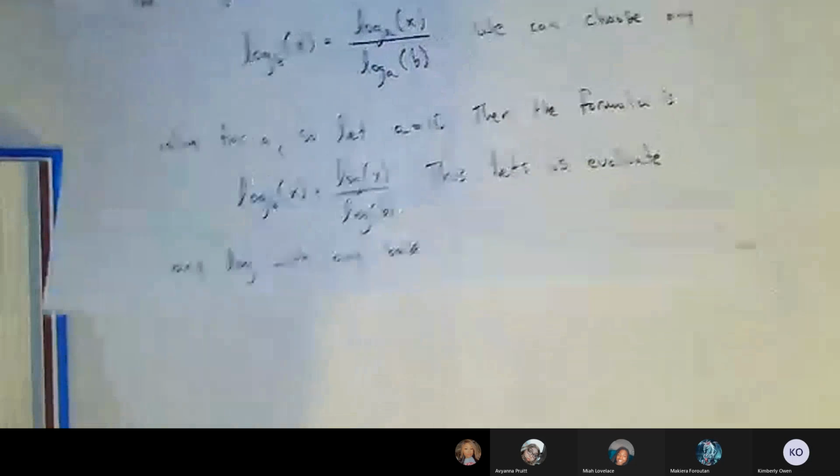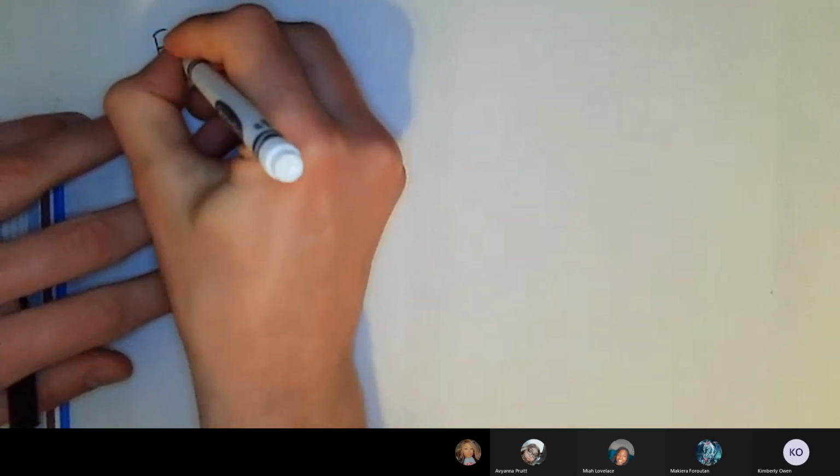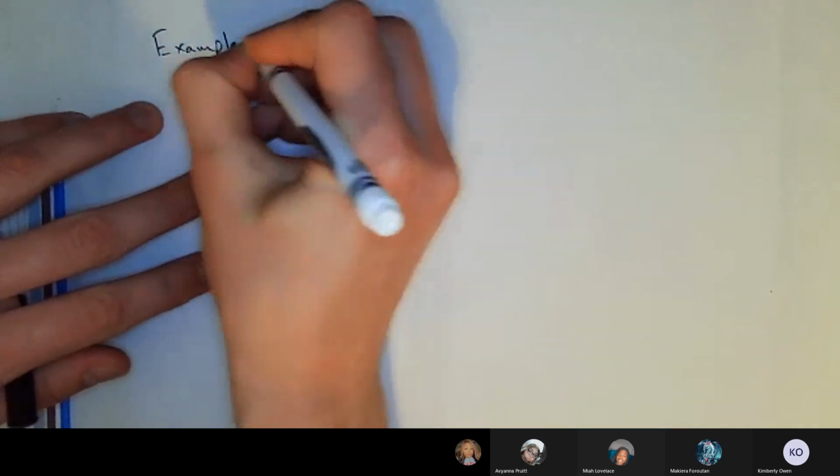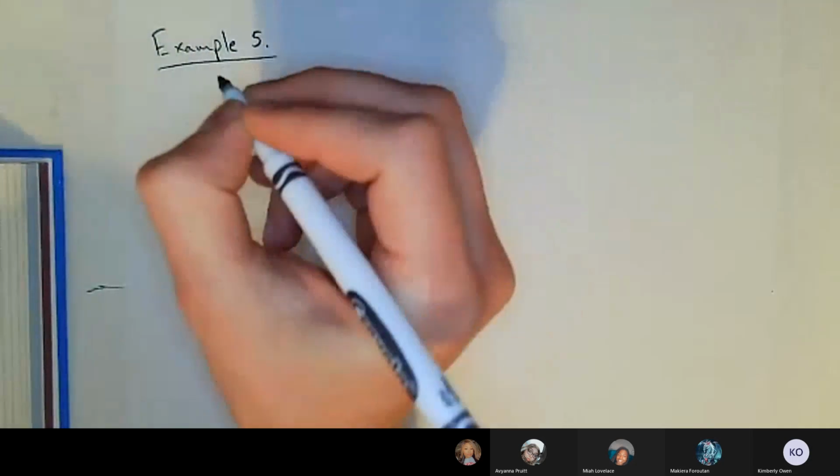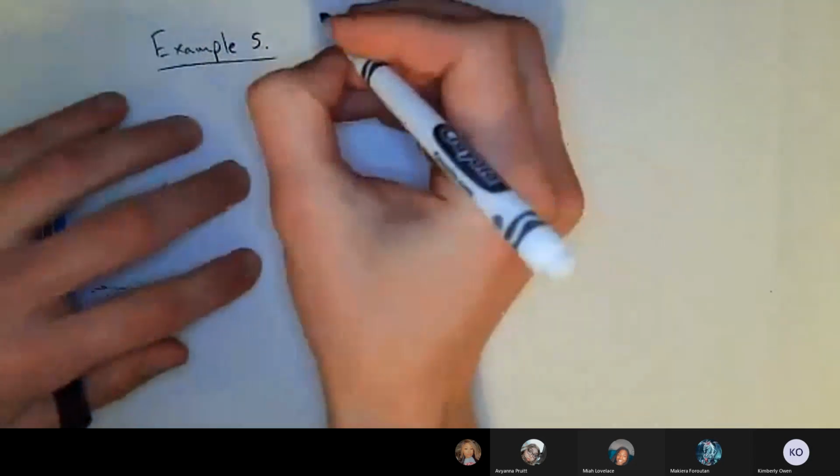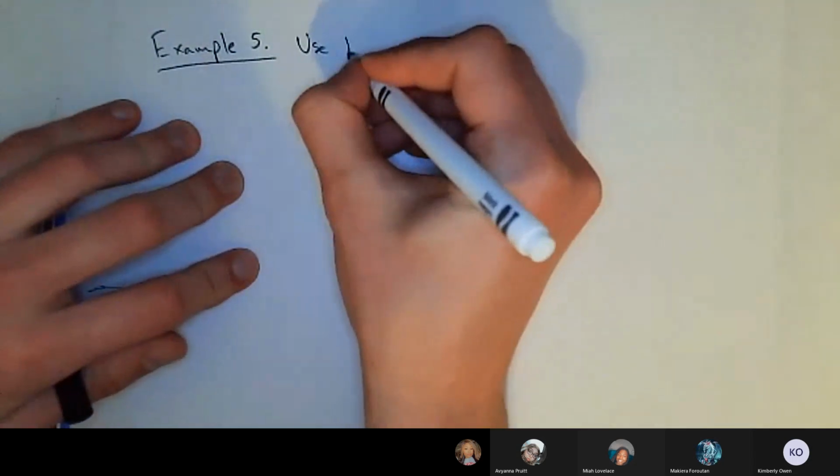Okay, let's do example 4 now, which is example 5 in the textbook. I'll rewrite that formula as we use it. So example 5 says use the change of base formula.